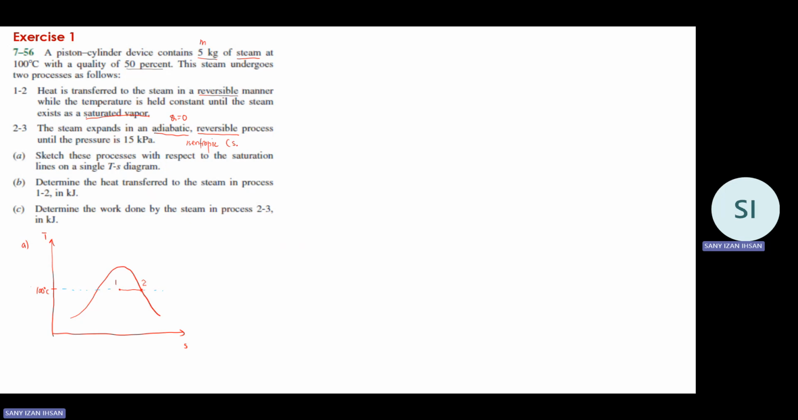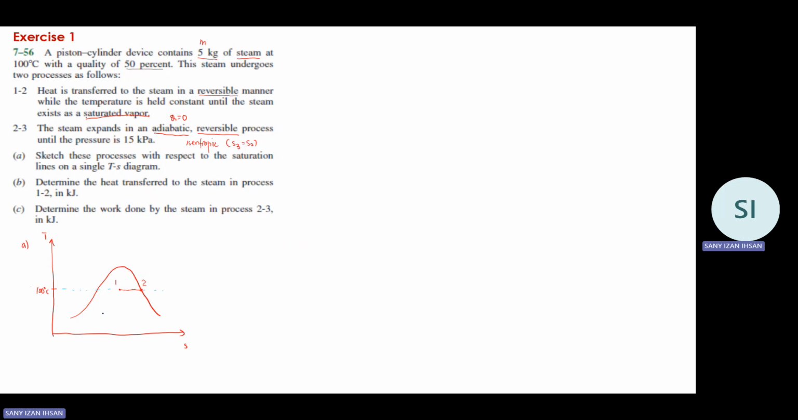Which means that S3 is actually equal to S2 by this condition. Adiabatic, no heat transfer. Closed system, no mass transfer. So entropy cannot transfer through heat or through mass flow. And then we have a reversible process, so there is no entropy generation. All right, so we know that 2 to 3 will be vertical, but we are not sure whether up or down. Let's check in terms of the pressure.